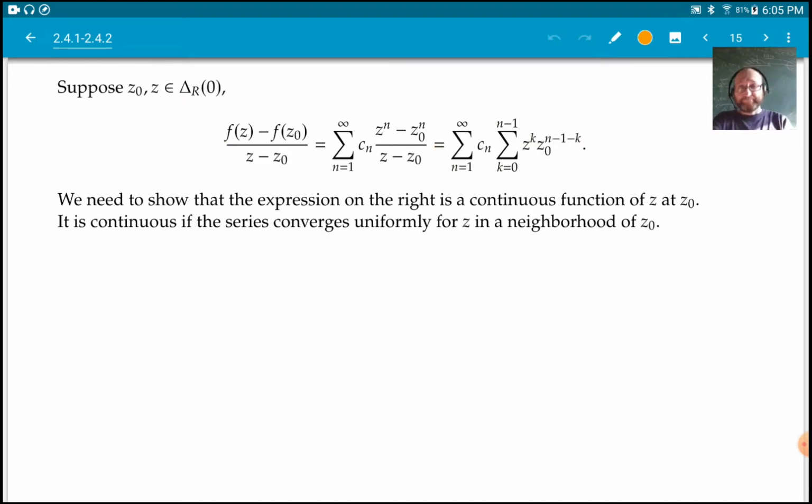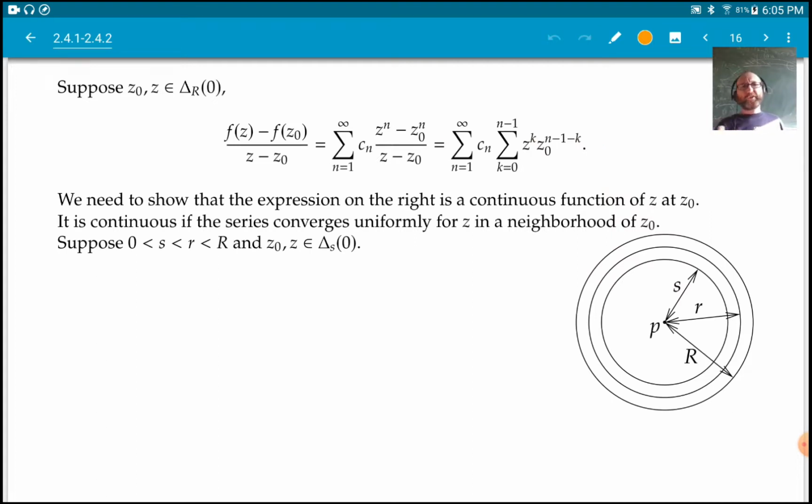So basically, I want to show that I get a sort of continuity, right? That I can just plug the limit in there, right? I can just plug z naught for z in here, right? That's what I want.